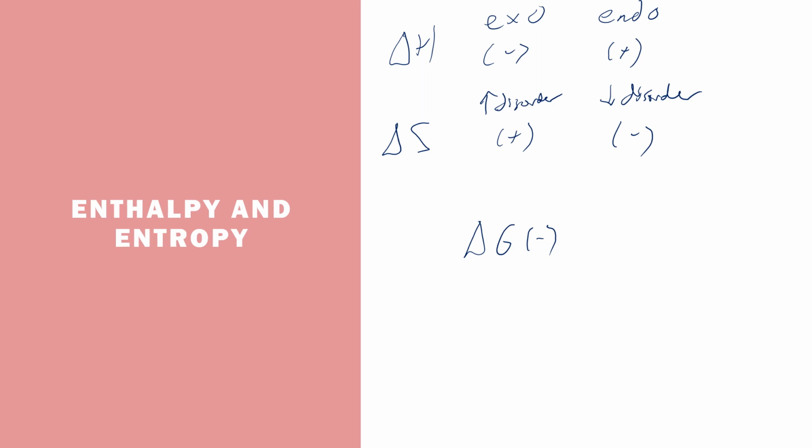So it is definitely possible that you have something that's exothermic and decreasing disorder, but the reaction is still spontaneous. It's also possible that you have something that is endothermic and you're increasing the disorder of the reaction and still have a spontaneous process. So we're going to look at how we relate that and figure that out mathematically.